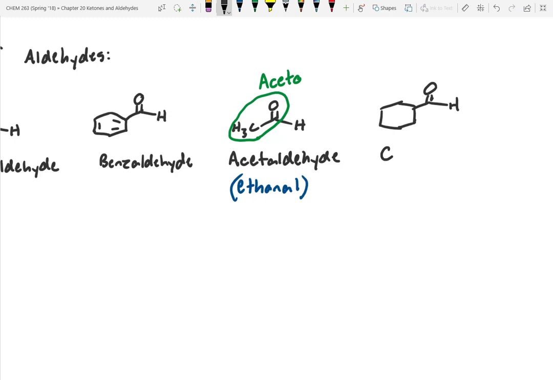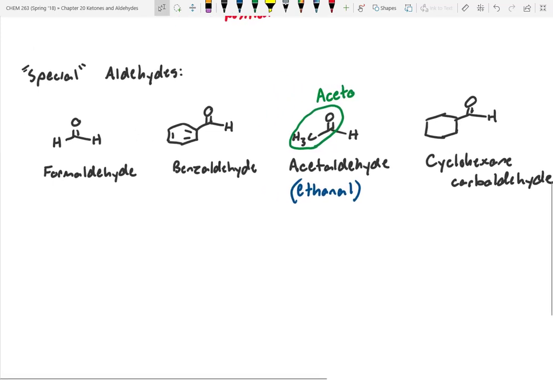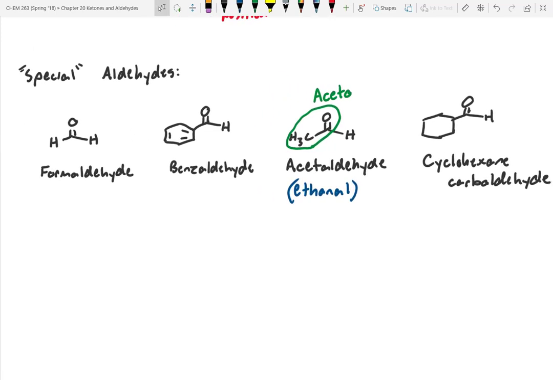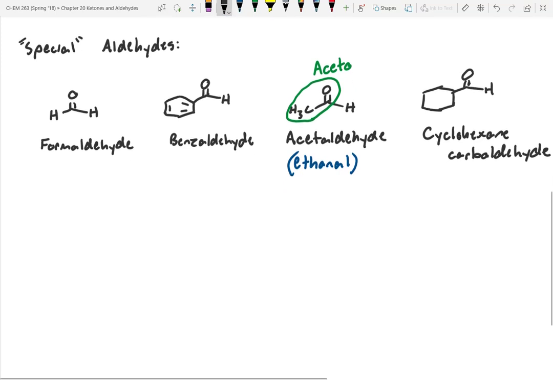It's just cyclohexane carbaldehyde. So these are the 4 unique aldehydes that don't follow the normal IUPAC names. Does that make sense? All right, there's a handful of special ketones as well.